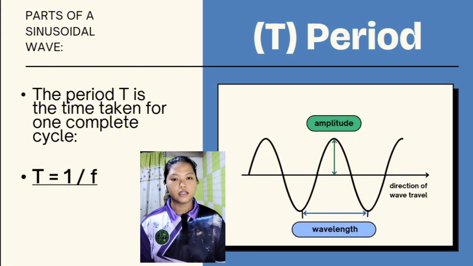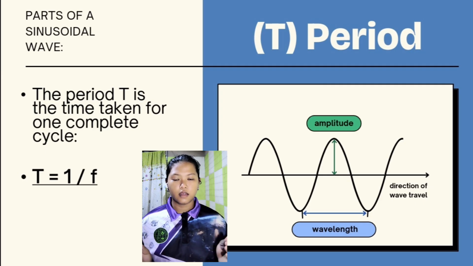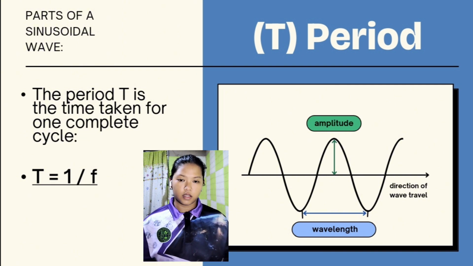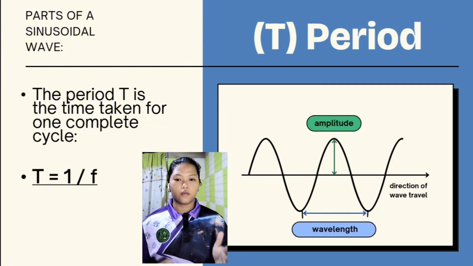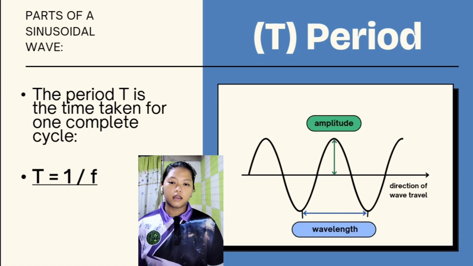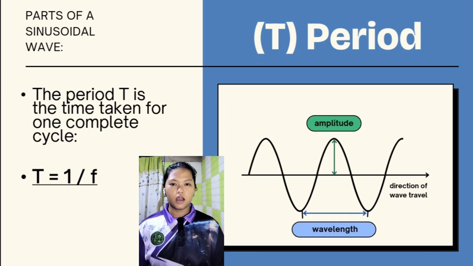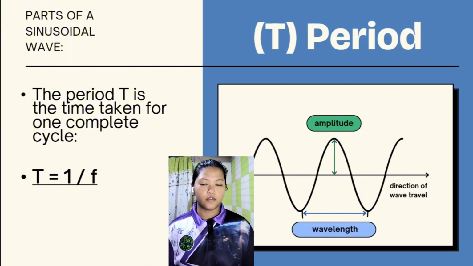Next is period. Period is the time taken for one cycle. It is the time it takes for one complete wave to pass. It's the opposite of frequency. If the wave repeats 10 times each second, that means each wave takes 1/10 of a second, or 0.1 seconds. So when solving for the period, we use the formula T equals 1 over frequency.